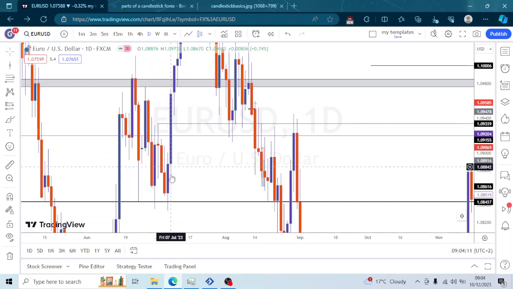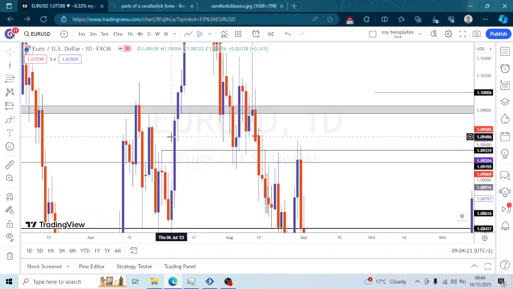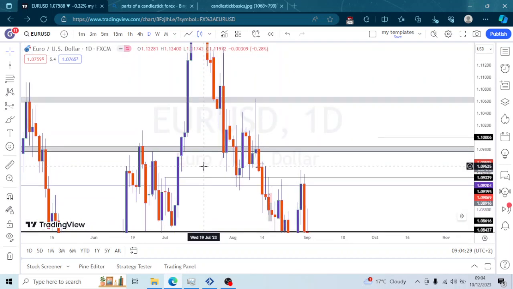It has a huge tail at the bottom, meaning sellers tried to push price down, but buyers ended up closing price higher. So what this is telling me is that there's a higher probability that buyers are stepping into the market now, or they've stepped into the market. So there's a higher chance that we are going higher. So the next day after this close, you would have been looking for buys.